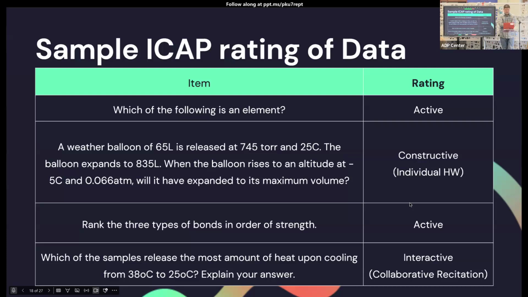The next one is: rank the 3 types of bond strength. I told you ranking is active. But if you just add in, here's a quick way that as an instructor you can make this much more complex: Why?